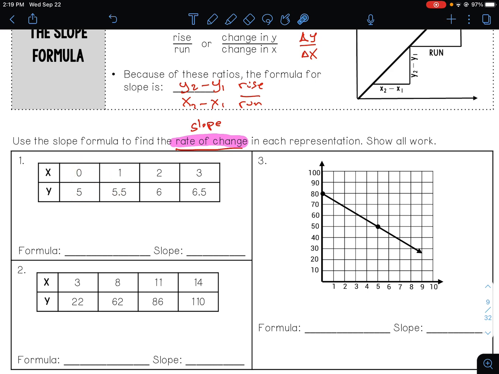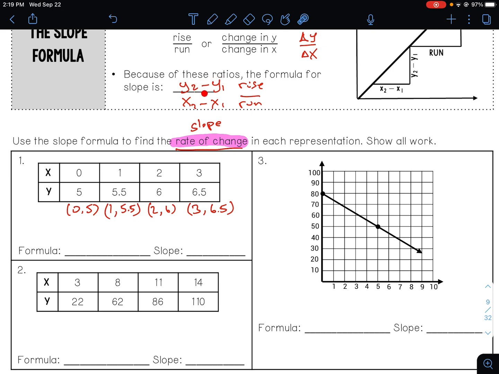What we need to do is just choose two random points. So these essentially are ordered pairs because this is an x term and a y term. So this would be like 0, 5, if it's got an x value of 0 and a y value of 5, that would be that. X value of 1, y value of 5.5. X value of 2, y value of 6, and then we've also got an x value of 3 and a y value of 6.5. You can choose any points.